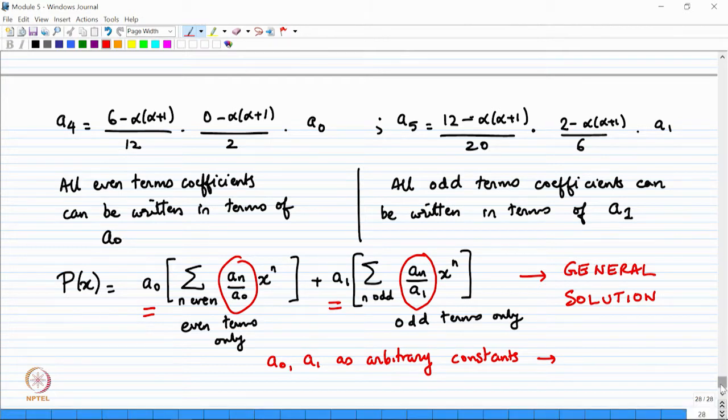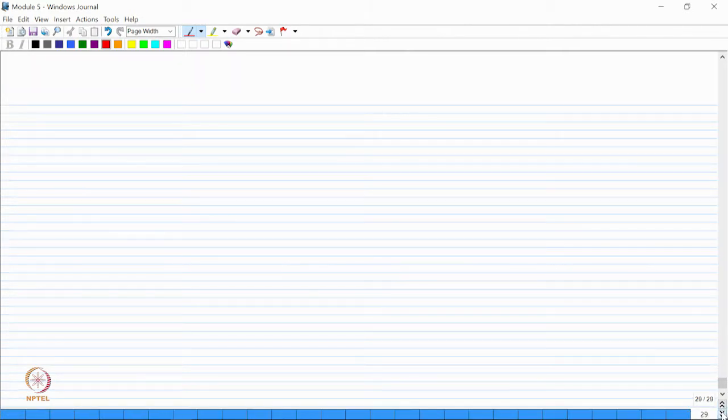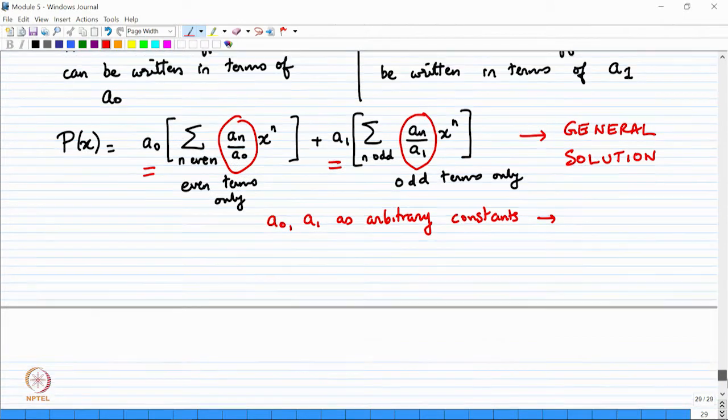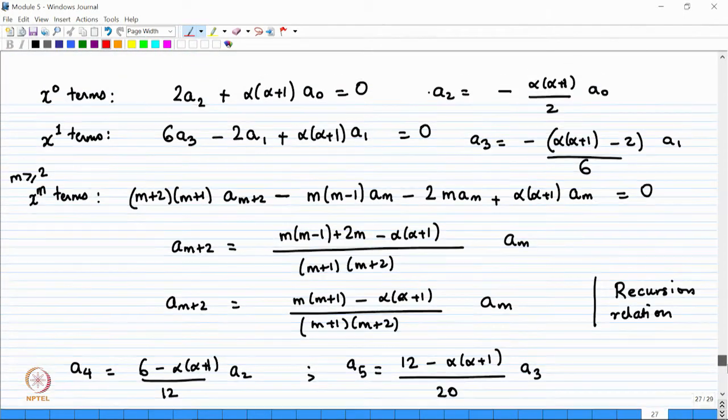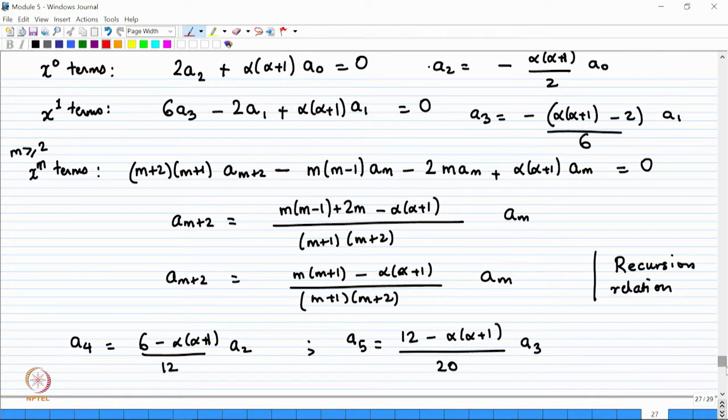Now, let us consider the case, let us go back here. So, now suppose alpha is an integer.